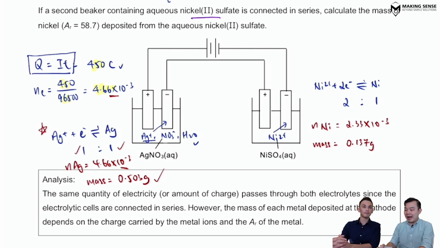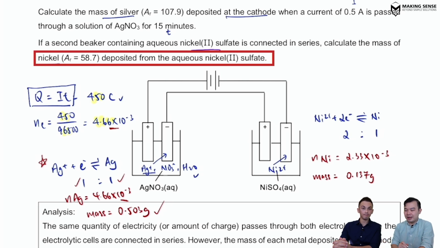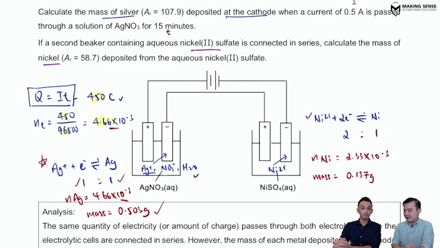You have to tell me what are the things that are going to migrate towards which electrode, and of course, we're going to see which one gets discharged using the E0 values. Now, this question once again is quite kind. They tell us that nickel is going to get deposited at the cathode again. So we're going to write out the half equations.